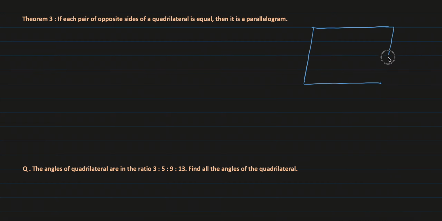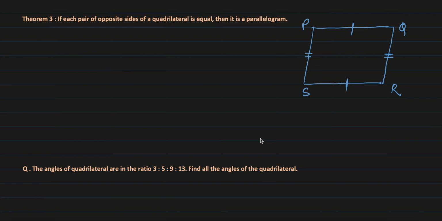This time let me name it as PQRS, otherwise you'll say that I'm always naming it as ABCD. So PQRS. Each pair of opposite sides of a quadrilateral is equal. Opposite side means PQ equals SR and let's say PS equals QR. These lines I'm drawing, one single dot means this single line is equal to this single. Double means both are double, so they both are equal. Then we have to prove that it is a parallelogram.